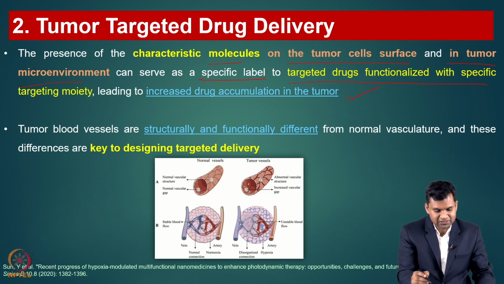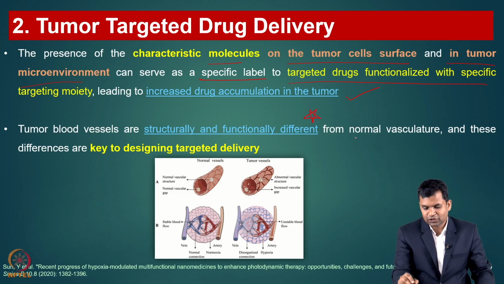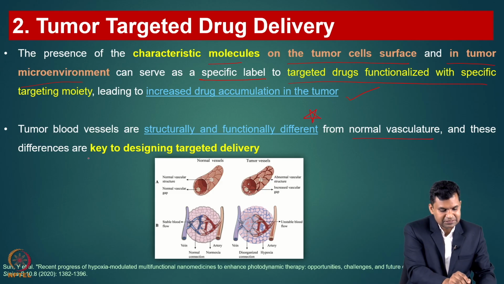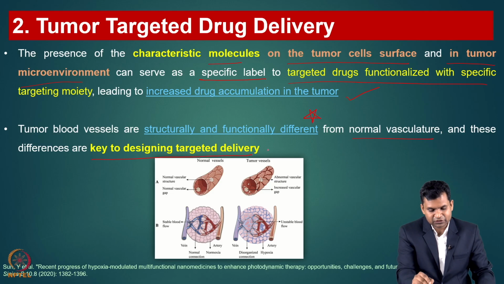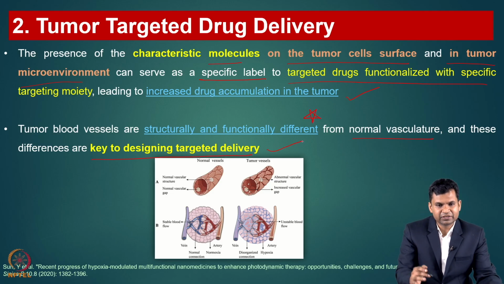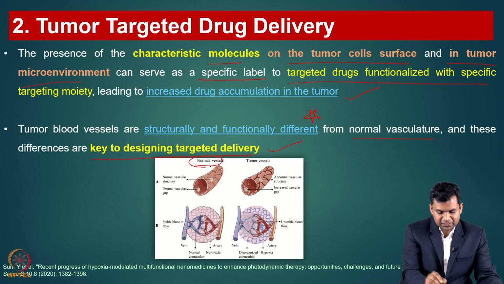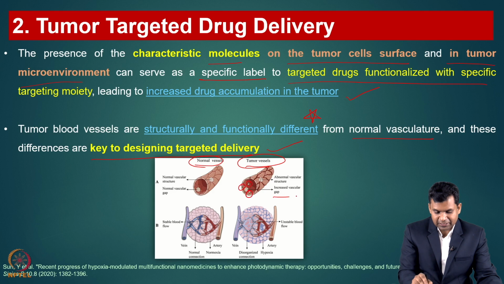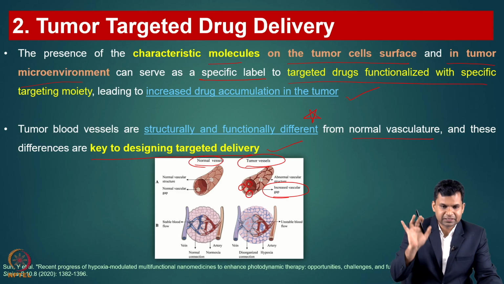Tumor blood vessels are structurally and functionally different from normal vasculature, and this difference is key to designing targeted drug delivery. Now, we can see here these are the normal vessels, and these are the tumor blood vessels. You can see there is damage in the blood vessels, there is a gap. With that, your nanocarriers go and are retained in the cancer cells.